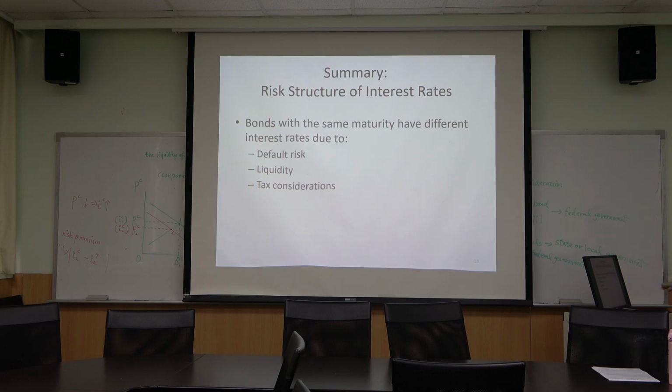Okay, so in summary, bonds with the same maturity have different interest rates because of three factors. One is default risk, one is liquidity, and the other one is tax considerations.